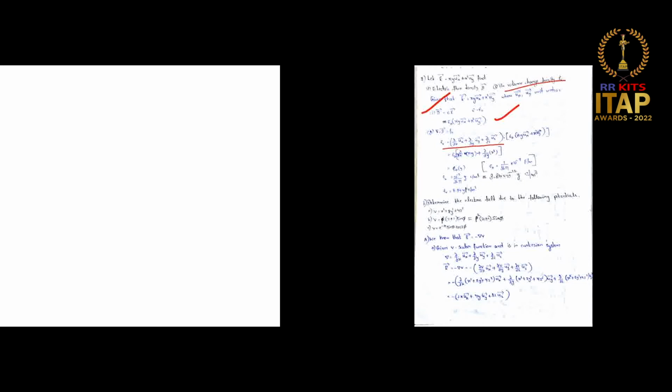Right, epsilon naught into dou by dou x of xy plus dou by dou y of x square, right? Now if you observe this, in the first term we are having x and y, and we are doing the differentiation with respect to x. So y comes out, and simply you have dou x by dou x, which is 1.